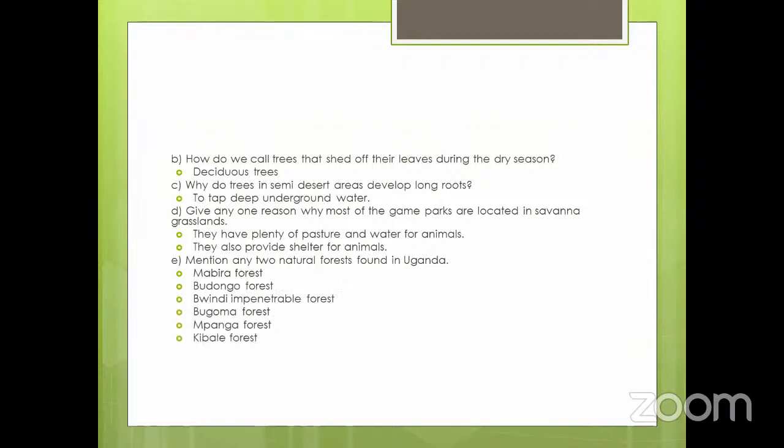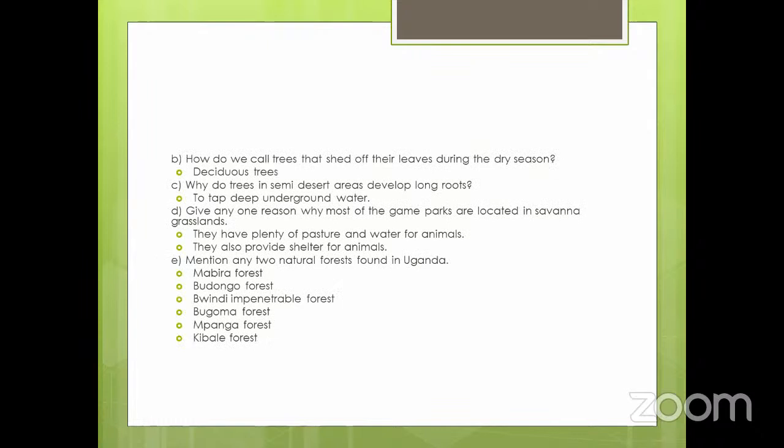We have already talked about them. Mabira, Budongo, Bwindi, Bugoma, and so on. They are there. That is the most important thing, for you to know them all together. Then we can move on to the next question, which is there. Who can read for us that question?